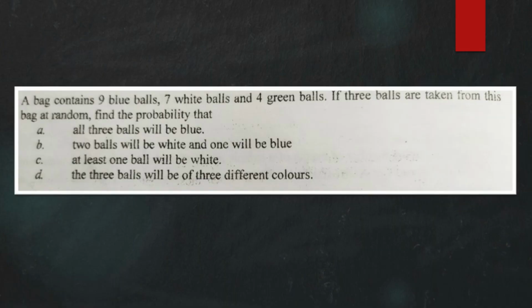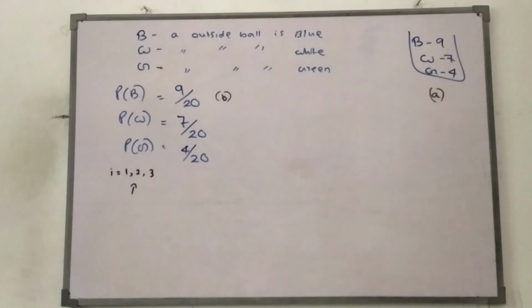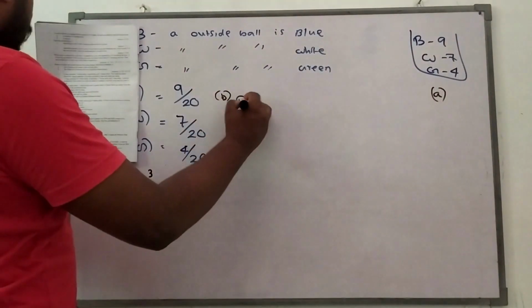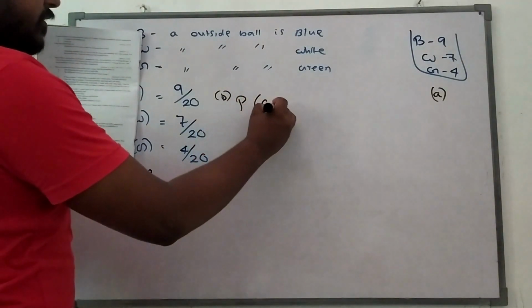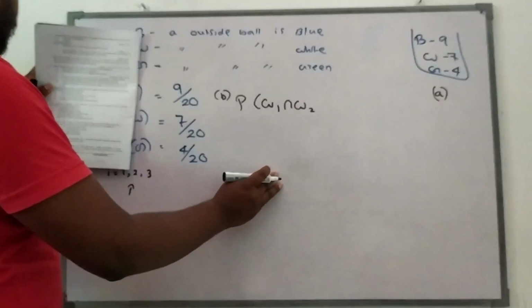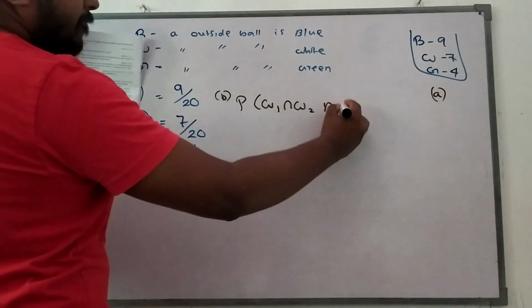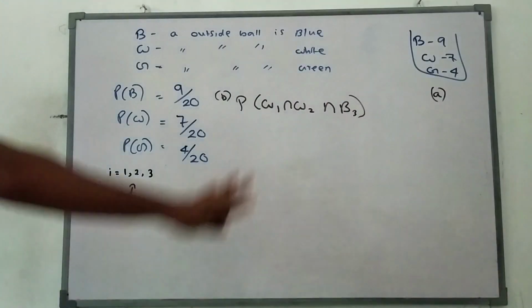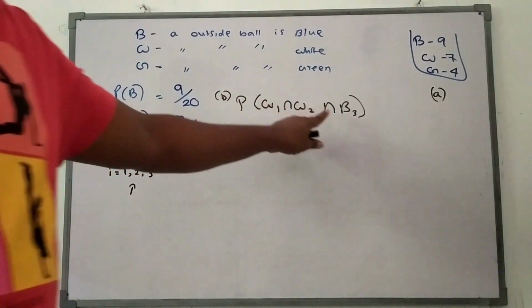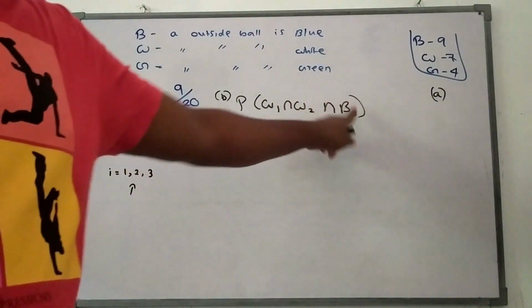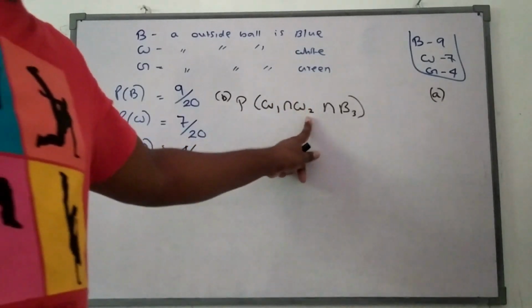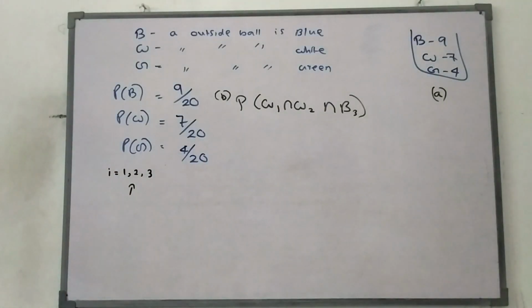Okay, let's move to the second one. Two balls will be white and one will be blue. So two balls will be white means the first one is white, the second one is white, and the third one will be blue. Actually this can happen this way: blue first, then white, or first white, blue and white. So it can happen in all these ways.